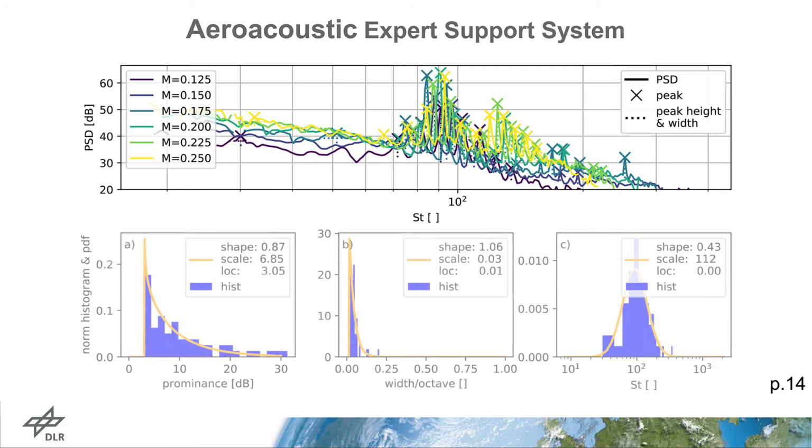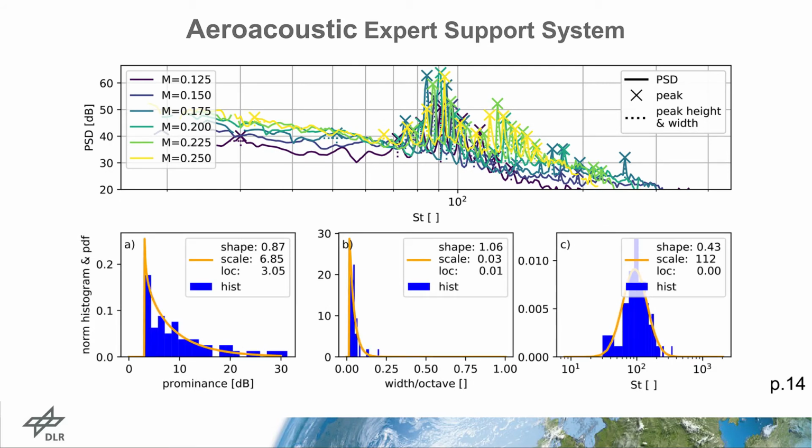Here we can see the distribution of the peak prominence. Note we set a threshold of 3 dB. Peaks below were discarded to prevent irrelevant peaks from dominating the distribution. We found that the gamma distribution approximation normally works really well for the prominence and peak width. For the frequency at which they appear, a log-normal distribution works best. These distributions can be broken down to 3 values each: shape, scale, and location parameter.